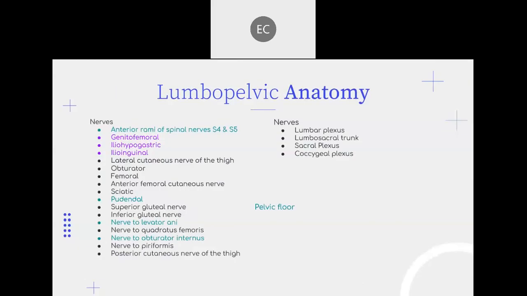So now we'll talk a little bit about the nerves. In green are the nerves that innervate the pelvic floor, and then in purple are the nerves that innervate nearby structures or structures that may refer pain to the pelvic floor, pelvic region.